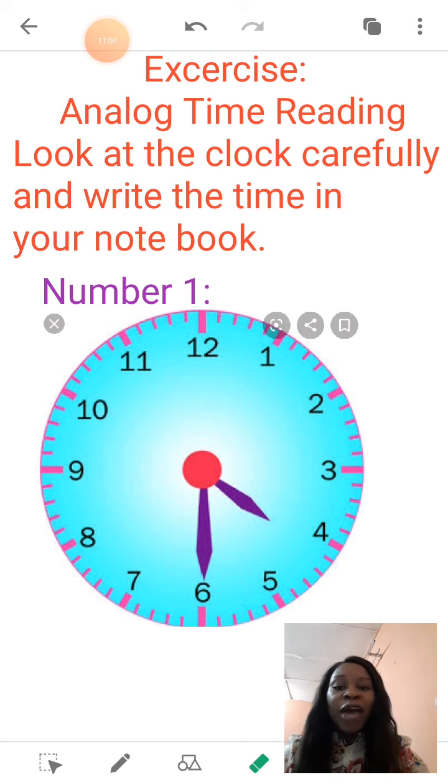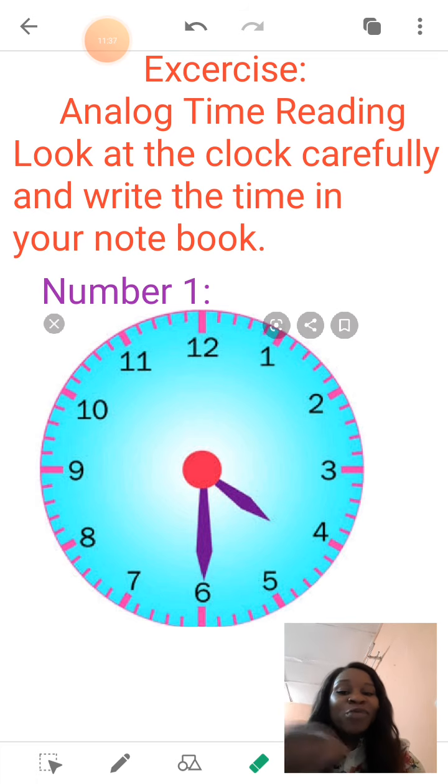All right, it says look at the clock carefully and write the time in your notebook. So I will do number 1 and number 2, and then you complete the rest of that. I think there are 7 clocks. You complete the rest, and then you proceed to the Google Classroom, where you have one more worksheet to do on a PowerPoint that you can download. You don't need to download, just open it and work on it and submit back to my email. Thank you. So let's do number 1 and 2 together.